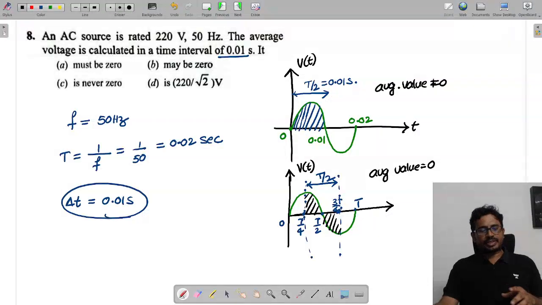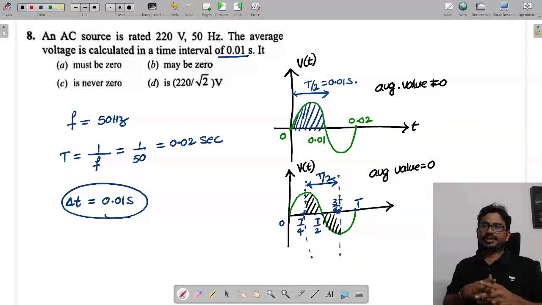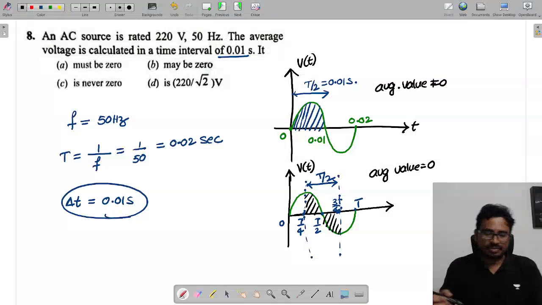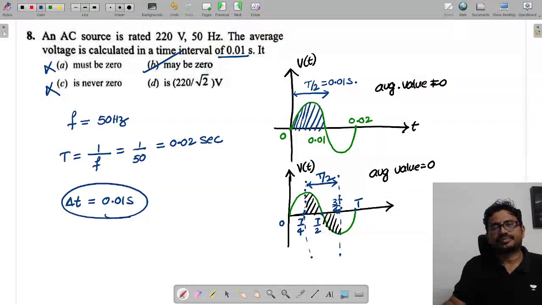They have mentioned a duration of 0.01 seconds, but they didn't mention whether it is the 0 to 0.01 duration. Try to understand. So this means it may be 0, may not be 0. That's the reason we cannot conclude it is absolutely 0. Saying it must be 0 is not correct. Non-zero is also possible. Saying it can never be 0 is also not correct. It may be 0.